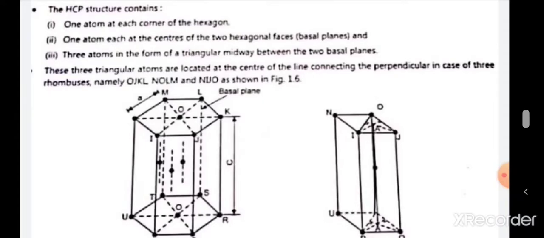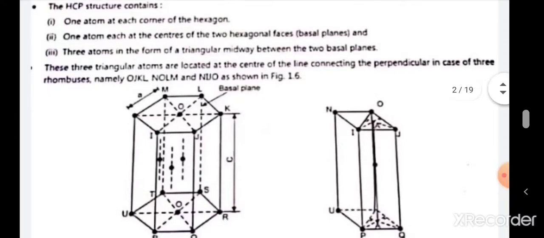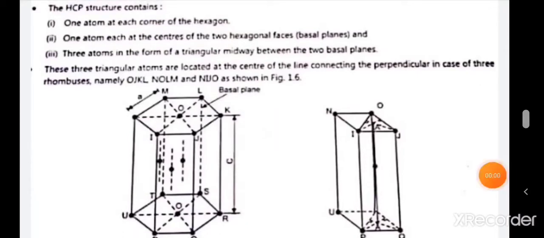Third is three atoms in the form of a triangular midway between two basal planes. If you see in the first diagram, there are three triangular midways, and in between those midways, each triangular midway contains one atom. There are three triangular midways, so the atoms will be 3.